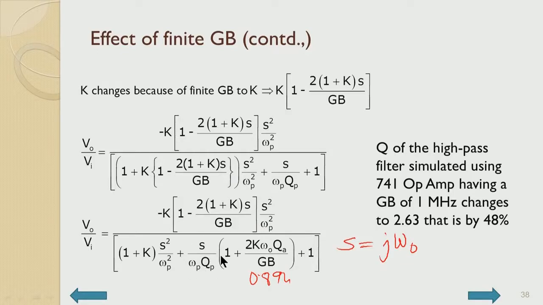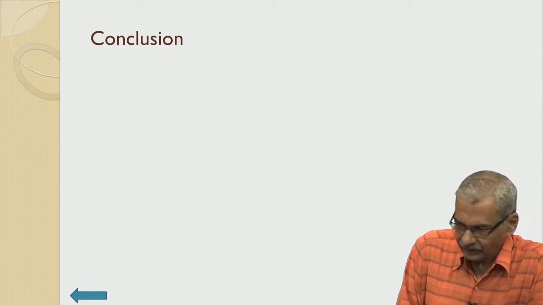Whereas in this case, it is going to be decreased by QP into square root of 1 plus k divided by 1.894, which is 2.63. So, in conclusion, let us see what are the things that we have learned today. So, we have seen that by increasing the constant in the denominator, or increasing the coefficient of S squared by omega p squared, we can enhance the Q by the same factor.